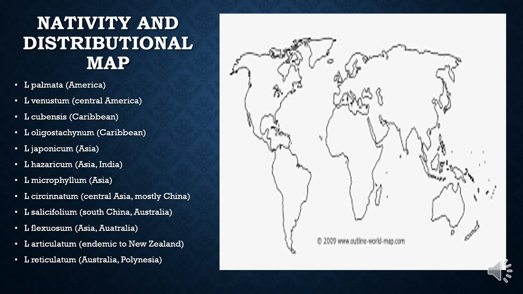It is found in America, North America, South America, even Central America, that is in the Caribbean, and this species is also found in Asia. It is also found in Australia and even in the New Zealand area. And also in the Polynesia region we are finding various species of Lygodium.